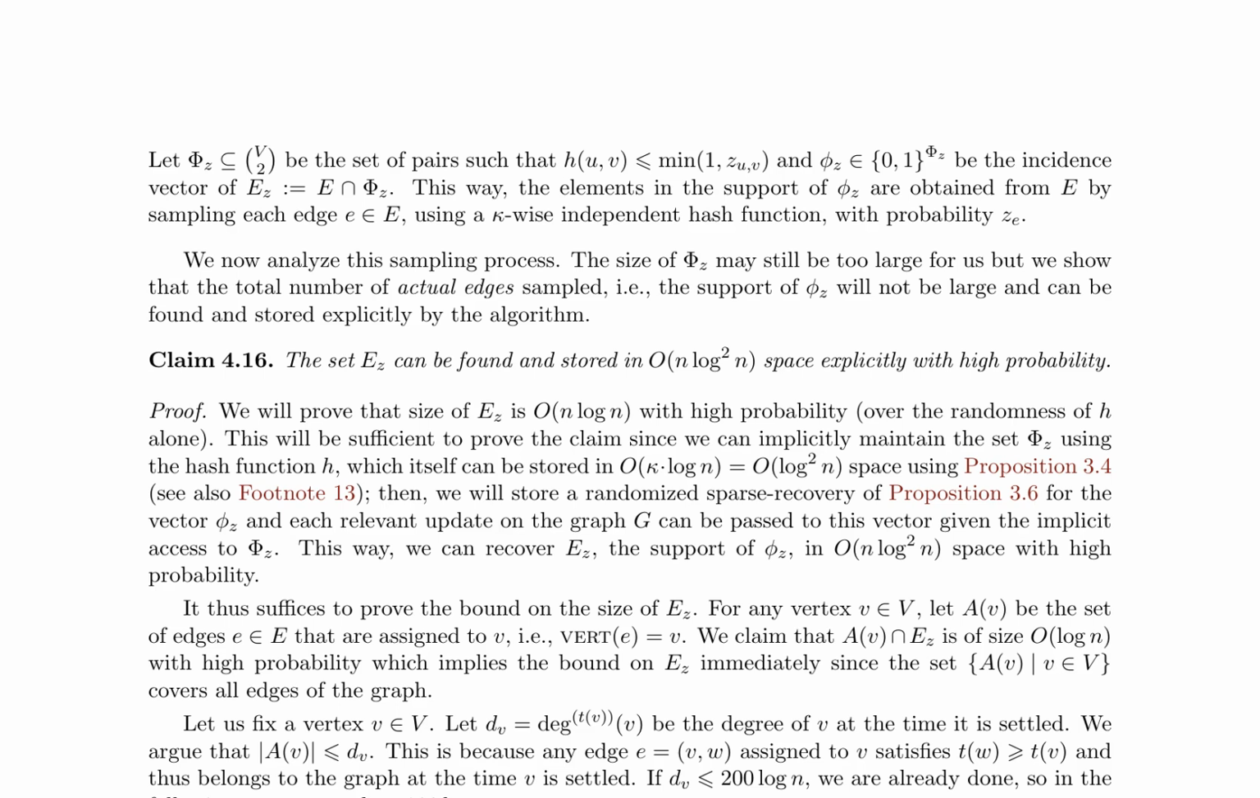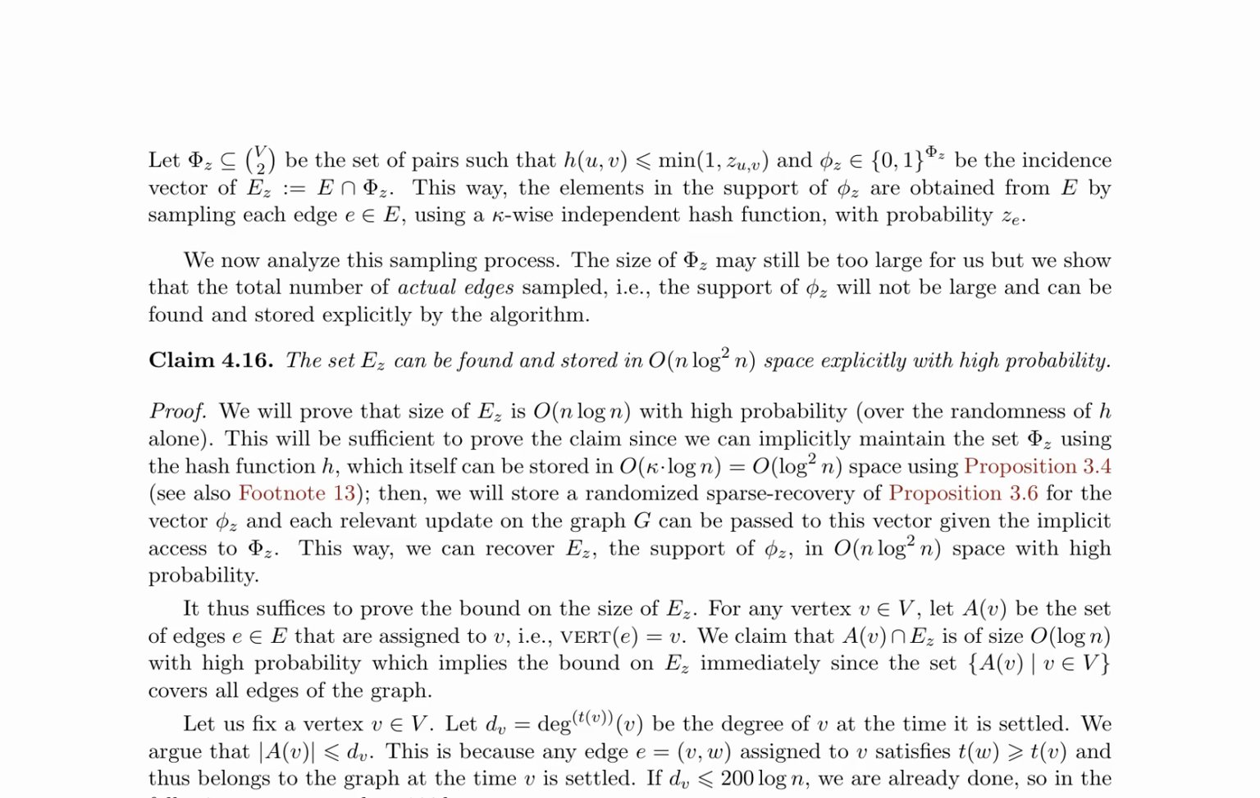Specifically, Claim 4.16 states that the set E_z can be found and stored explicitly in O(n log² n) space with high probability. The proof involves showing that the size of E_z is O(n log n) with high probability, which can be achieved by maintaining the set φ_z implicitly using the hash function h and storing the randomized sparse recovery of the vector φ_z.